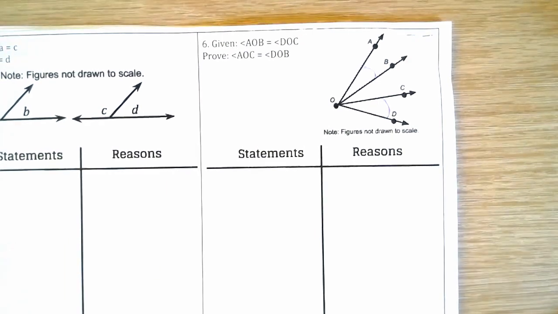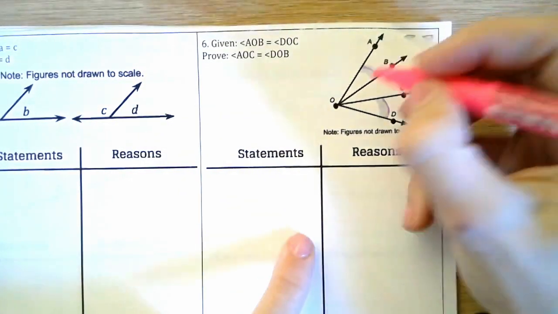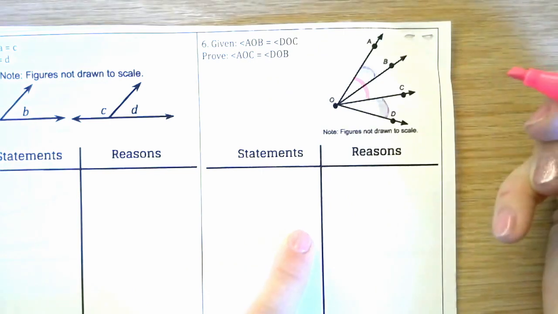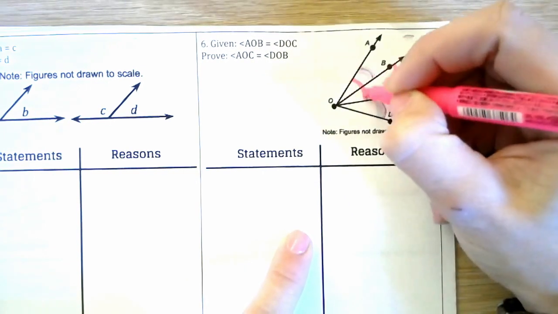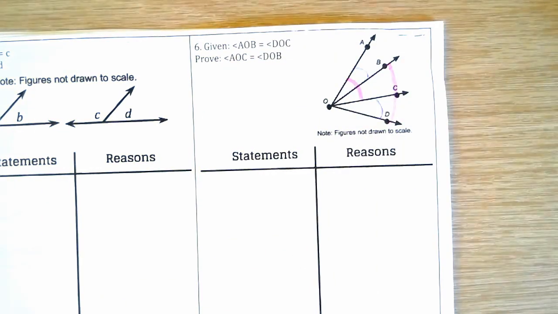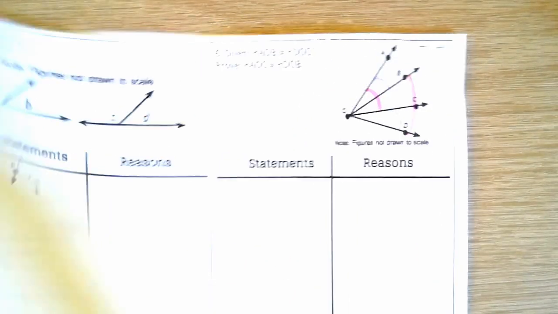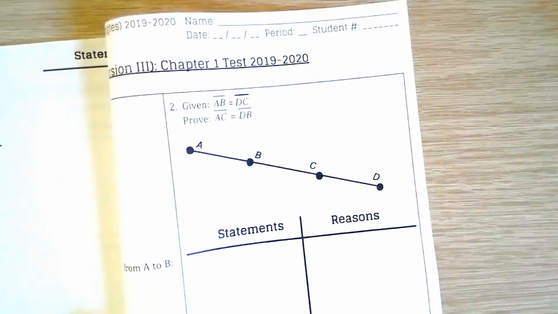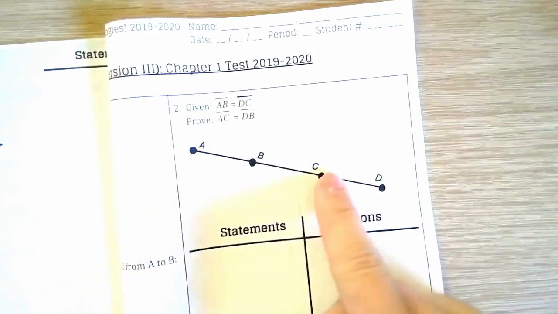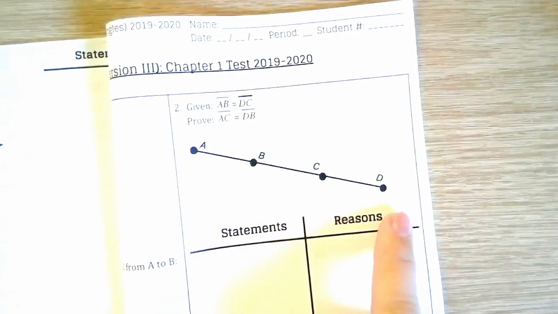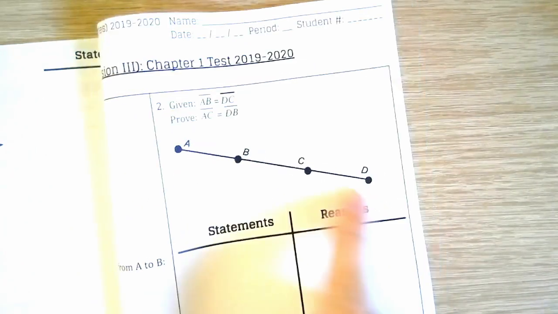And we want to prove that angle AOC, this angle there, is congruent to angle DOB, which is that angle there. This reminds me of the segment question that we did a couple times. I think that segment question is sort of like this one. AB equals DC, and prove AC equals DB. Do you see the similarity in them? If you know how to do this style, this is very, very similar.